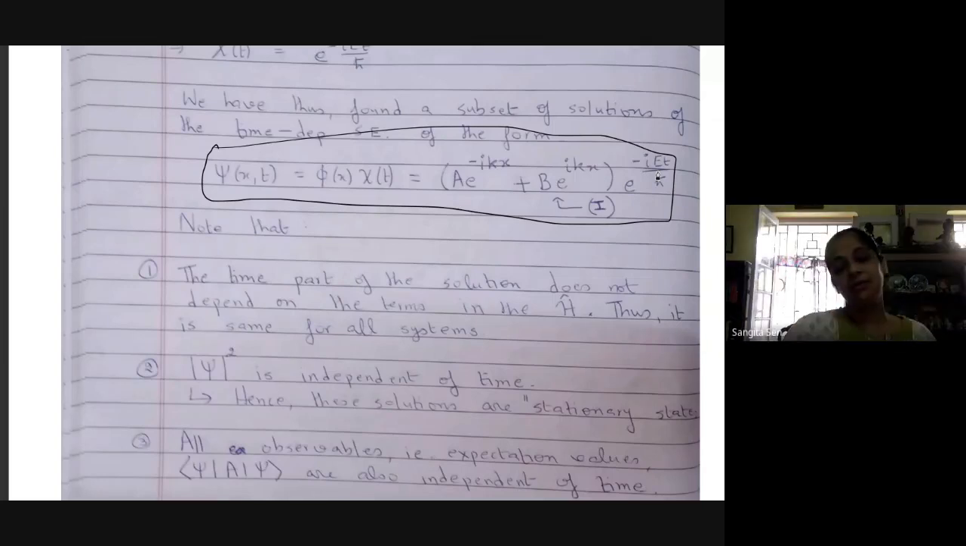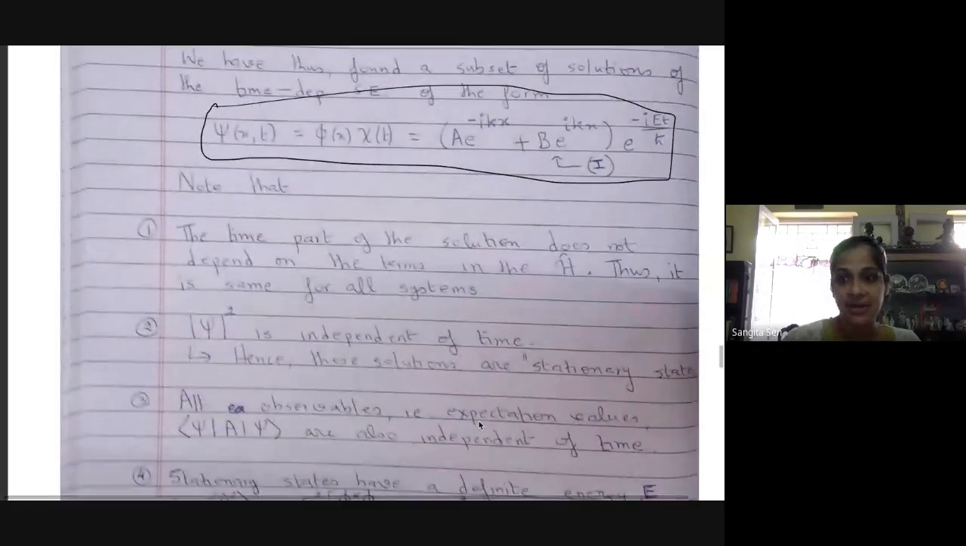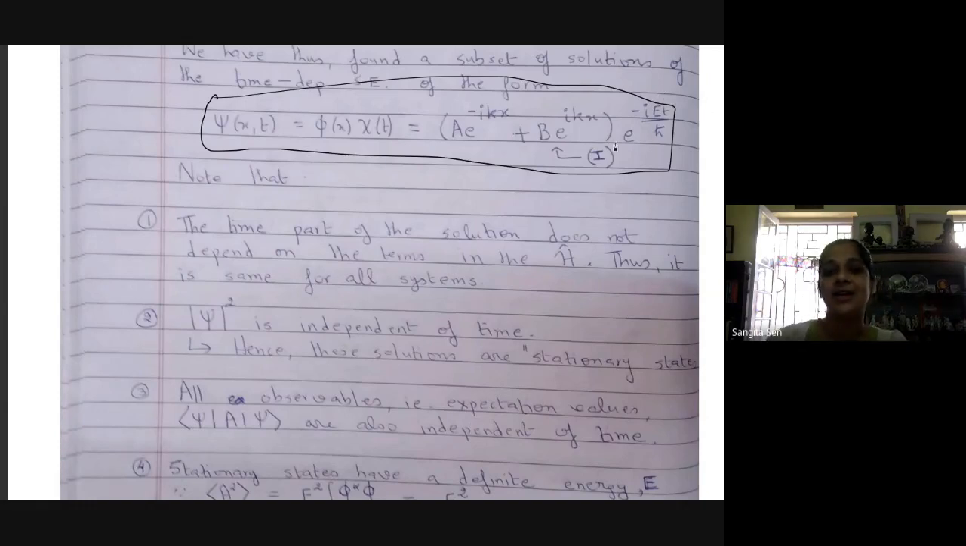So whatever the details of the system, it does not matter. Basically this time variation part is common to all systems. This is really a very, very useful thing, which means you don't have to keep solving the time dependent part. You can just tag this factor onto any wave function you find from the time independent Schrodinger equation.